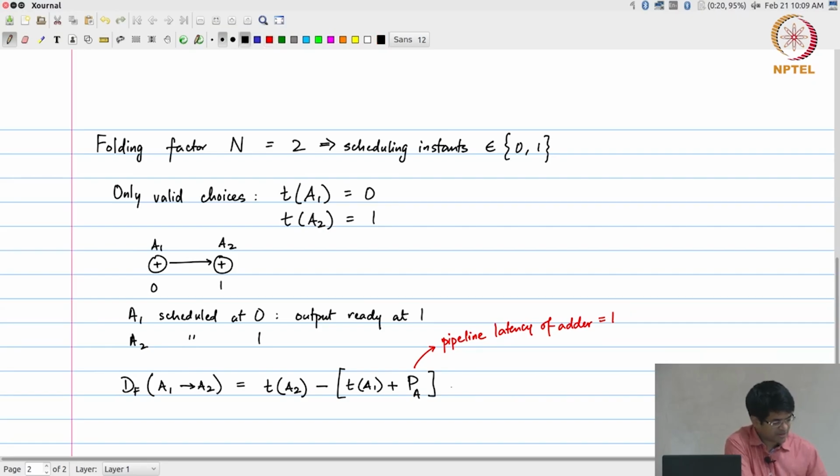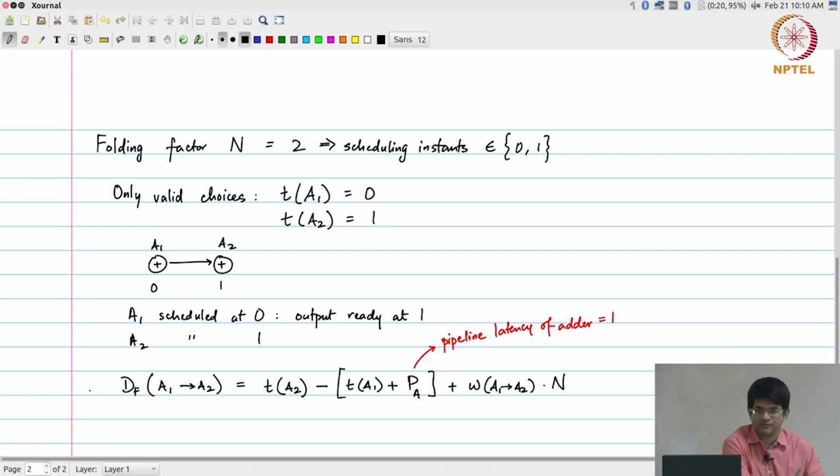And in addition, I am going to say that if there were actual delay tokens present on the edge between A1 to A2, then it gives me extra time. In other words, A2 is now dependent on 1 iteration earlier or 2 iterations earlier, or in general W iterations earlier output produced by A1, right. If A1 produces its first output at T of A1 plus PA, it would have produced the previous output at T of A1 plus PA minus N, right. So let's take a moment to understand exactly what this equation is saying.